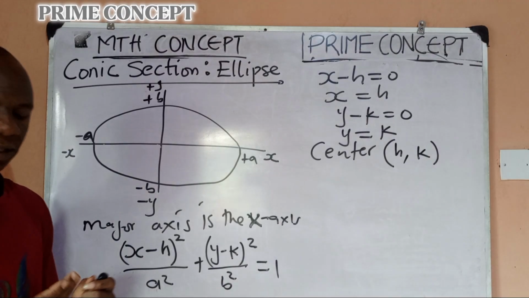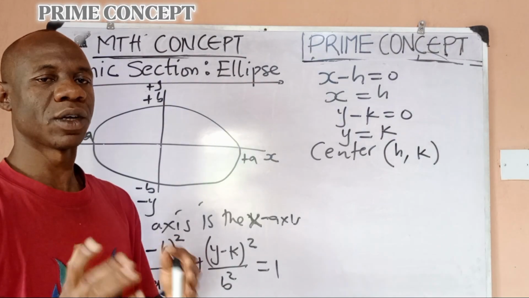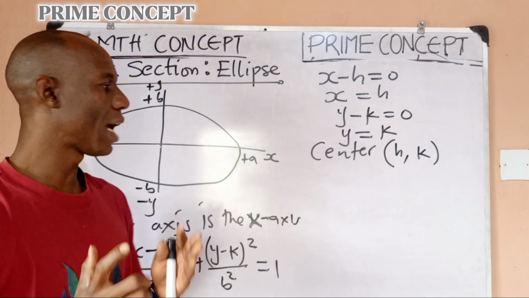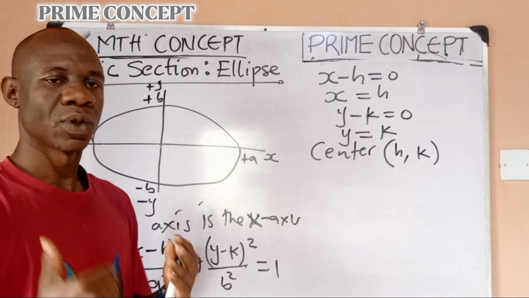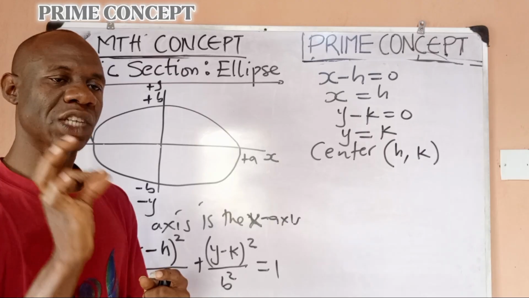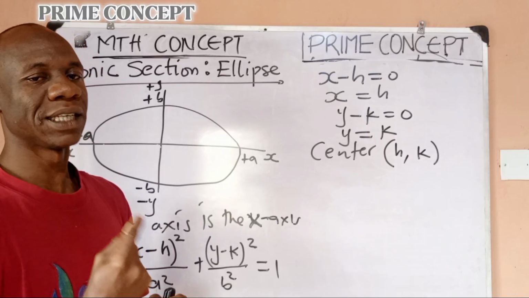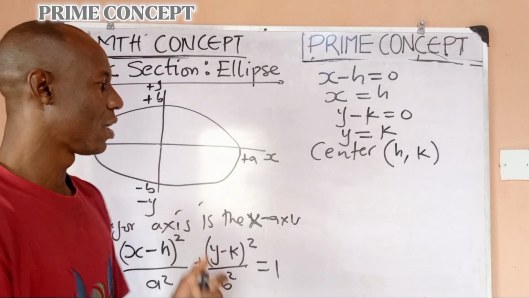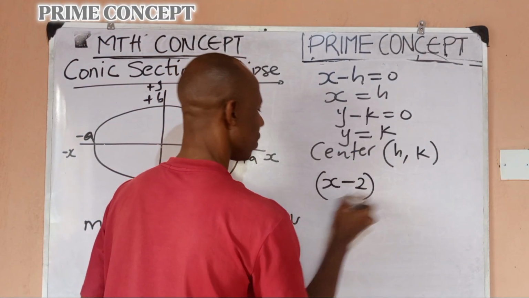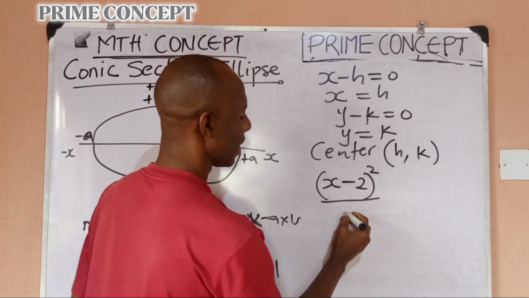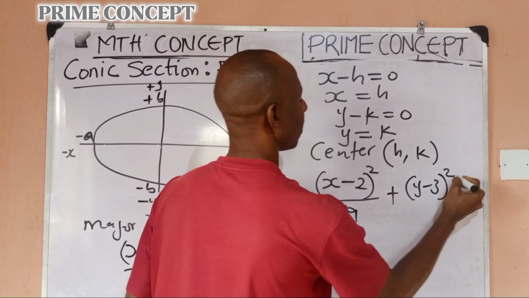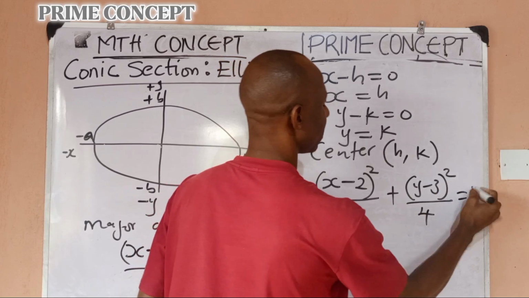Now somebody may ask, if you are given an equation for an ellipse and you are asked to determine which axis is the major axis, how do you do that? It's very simple. When you are given an equation for an ellipse, for you to tell which axis is the major axis, you check where the bigger denominator lies. Does it lie under your x or under your y? Let me illustrate what I mean. Say we have an equation x minus 2 all squared divided by, let's say, 9, plus y minus 3 all squared divided by 4, equal to 1.